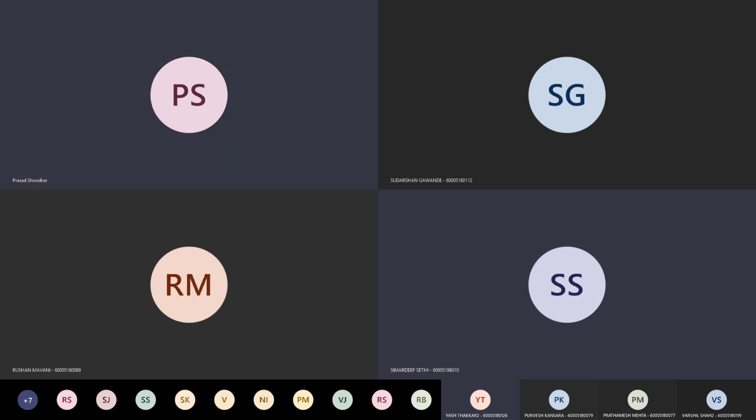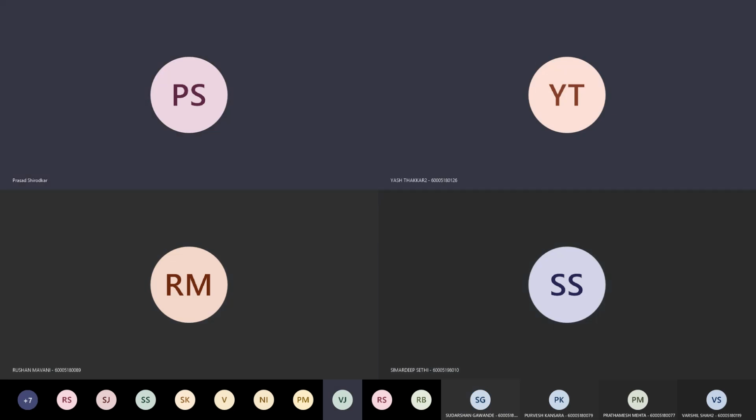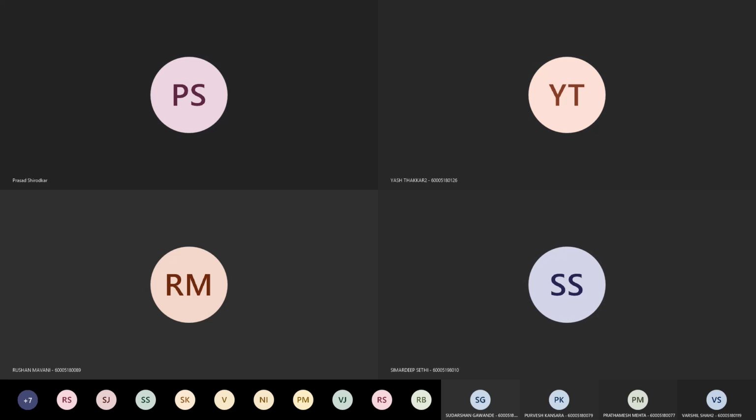I am getting a similar difference. Same over here. Even I am. Yes, that is fine. Sir, so we just fill in the values we are getting. Yes.